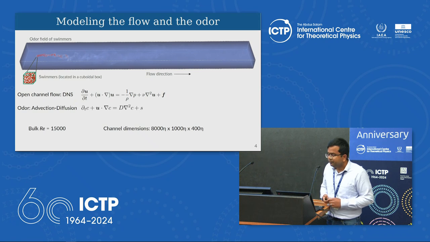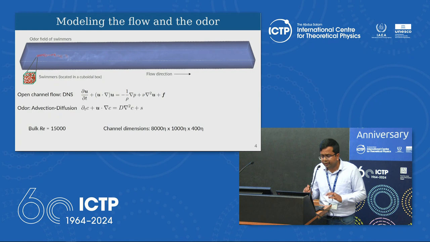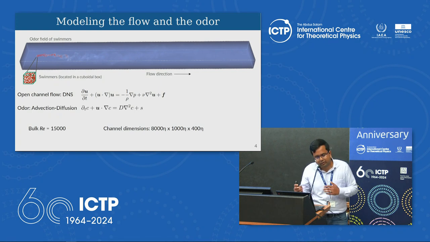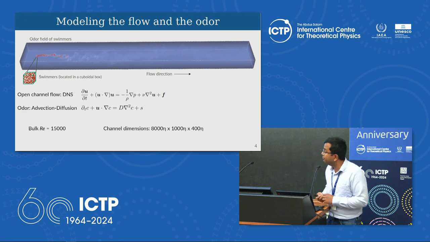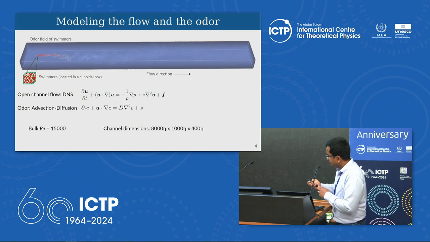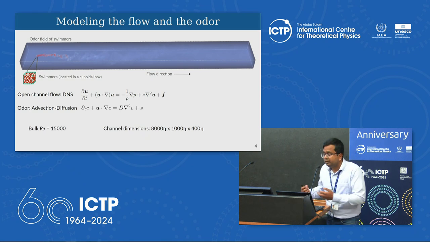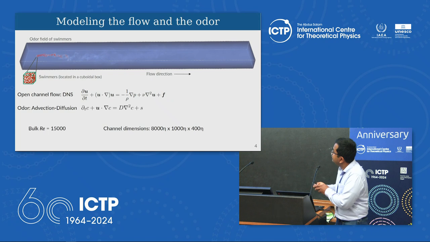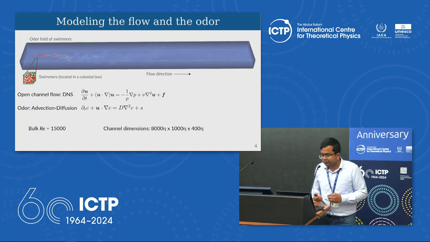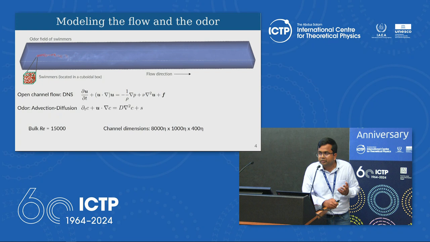So this is our setup. It's a numerical study. The results that I show today are entirely numerical, with some analytical work being done, underway. So this is the numerical setup. What you're seeing is a simulation box, and the swimmers are located in a cuboidal box over there, as you can see. The flow is along this direction, and it's an open channel flow, which means there's no slip on the bottom surface, and it's free slip on the top surface. The flow is generated by DNS, and the odor is simulated by an advection diffusion equation.